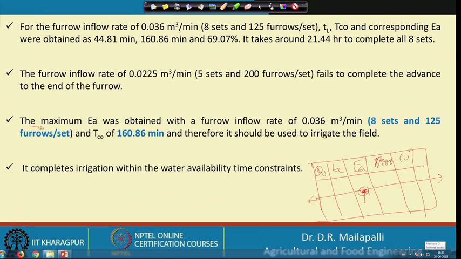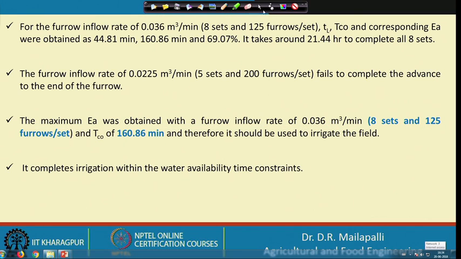Here, the maximum EA was obtained for a furrow inflow rate of 0.036, that is 8 sets and 125 furrows per set, and the TCO cutoff time is 160.86 minutes. This should be sufficient to irrigate the whole field. So, this completes the whole irrigation design procedure.